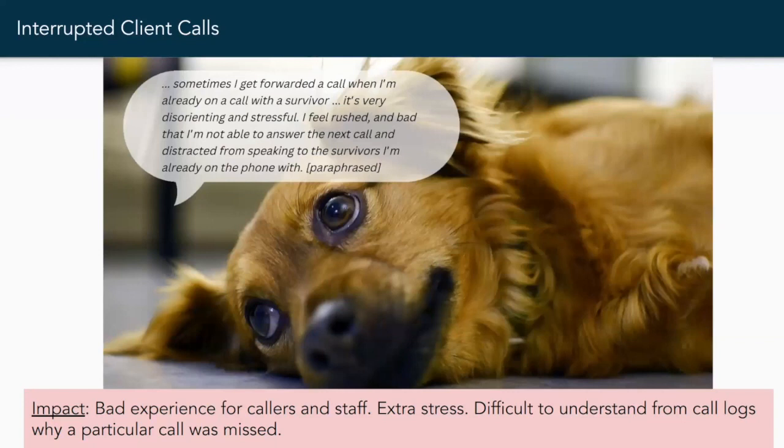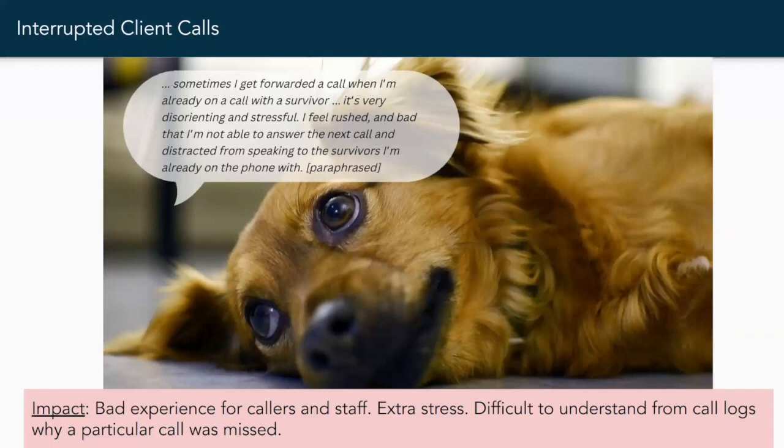So as you can see, some agencies have some concerns with multiple calls coming in at once. One agency shared that sometimes they get forwarded a call when they're already on a call with a survivor. And for that individual, it can be very disorienting and stressful. They feel rushed and bad that they're not able to answer the next call and distracted from speaking to the survivor they're already on the phone with. So that can be a situation of trying to talk with two survivors at once and not really being able to give any of them your full attention.